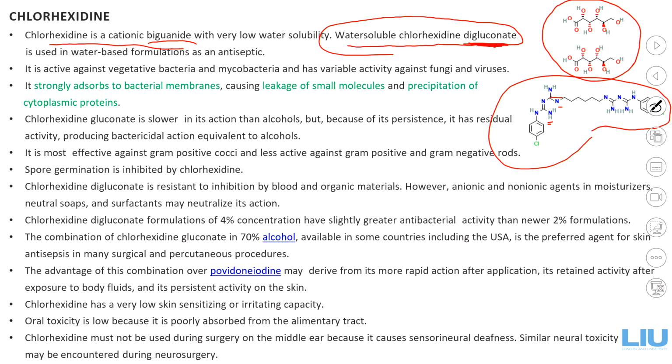I think it has a special brand name too. You guys remember? Chlorhexidine, Peridex, thank you so much. Yeah.